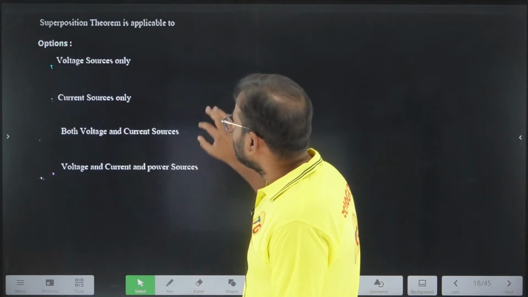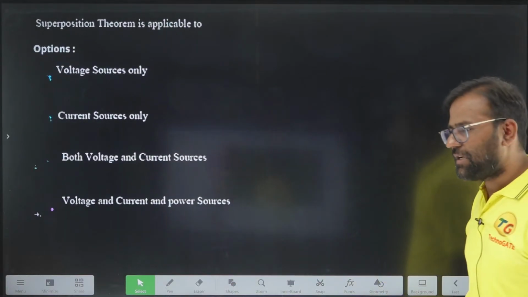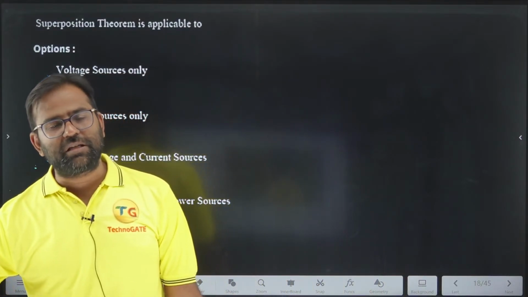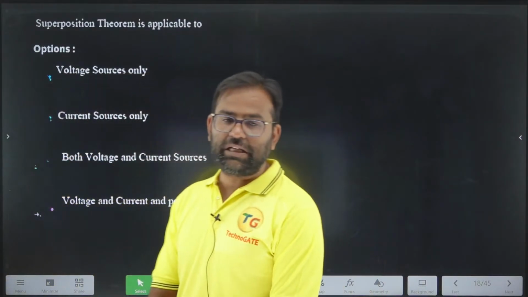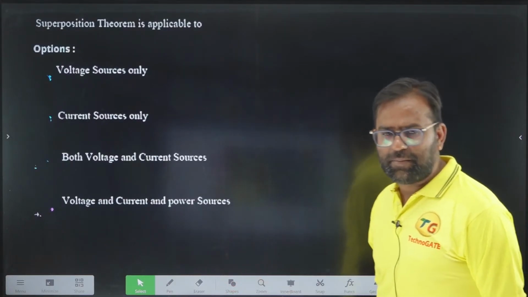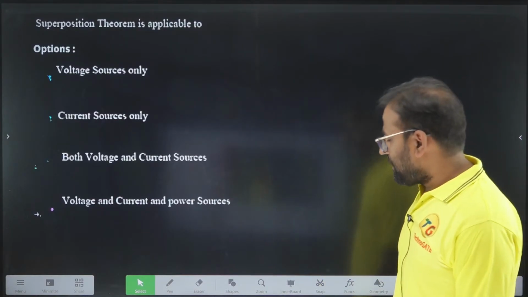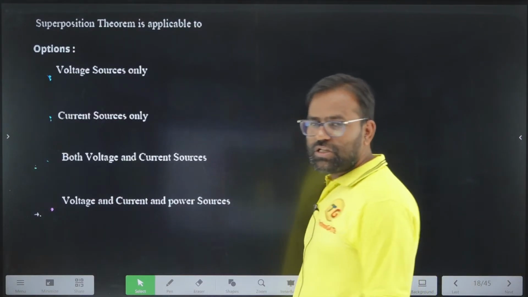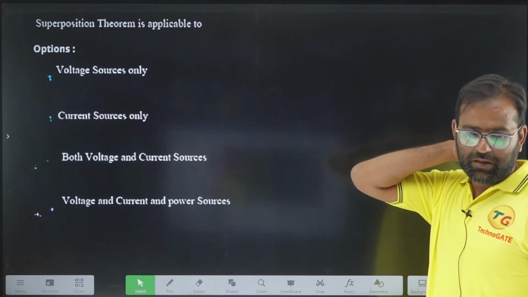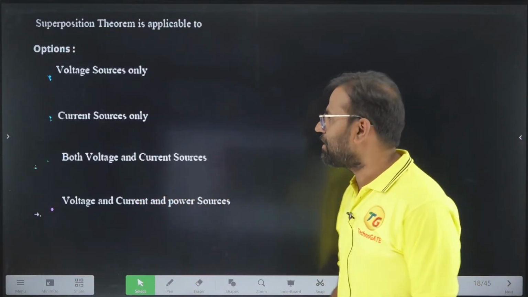Superposition theorem. So what is the superposition theorem? It says that in a linear bilateral network, if you consider only one source active at a given time, then the combined response is the summation of the responses of all the sources available in the network. So superposition is a generalized theorem. It is applicable to all linear networks. There is no differentiation on whether it is a voltage source or a current source.